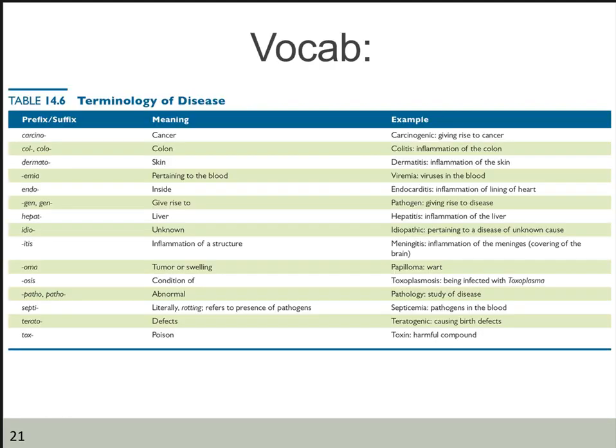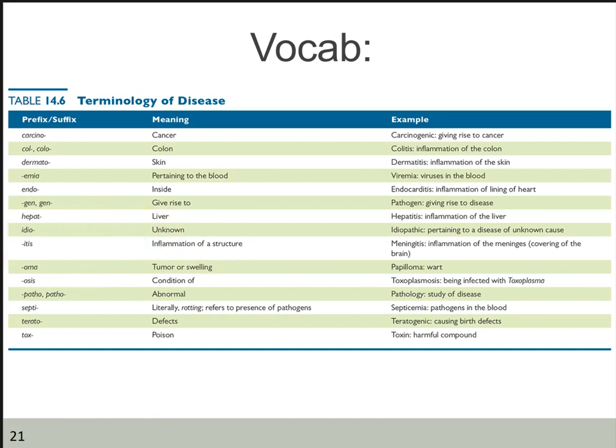We have some vocab here again. This is a good list for you to think about, to learn, to study for the exam. So for example, these are prefixes or suffixes, and these are the meanings for those different prefixes and suffixes. So if I was to talk about somebody who had hepatitis, you would be able to go to the chart and you would see hepa means liver, and itis means inflammation of a structure.